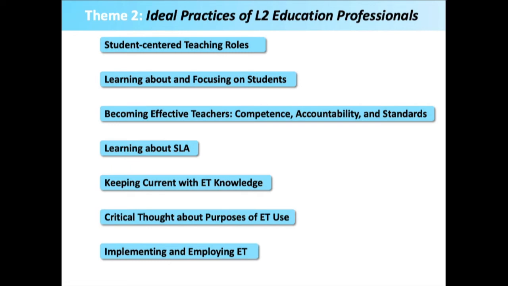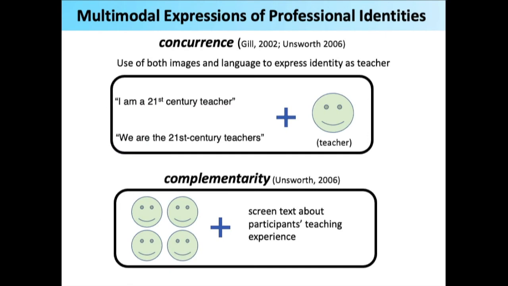We also looked at how the participants used multiple semiotic systems to express meaning in their digital stories. One was concurrence, the use of both images and language to express identity as a teacher. So, for example, in some scenes they showed images of people that looked like teachers, and they stated things such as, I am a 21st century teacher, or we are the 21st century teachers. So the images and text worked together. They stated the same kind of ideational meaning.